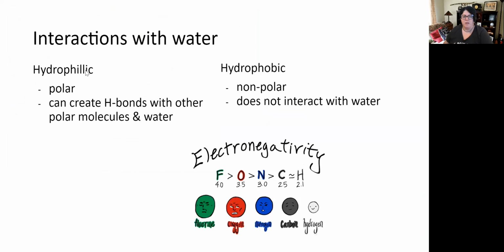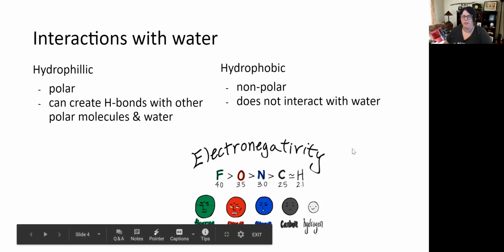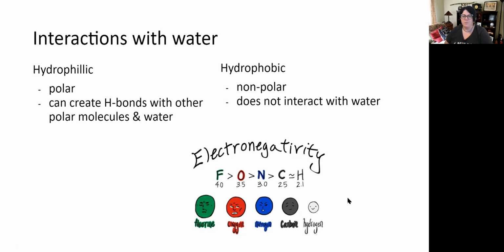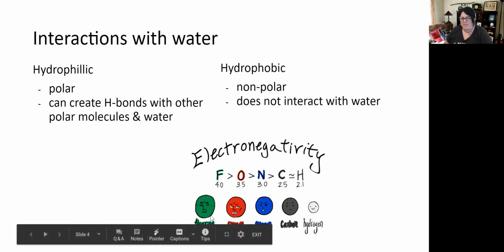One of the most important things we talk about with chemical structures in biology is their interactions with water. This has to do with polarity and electronegativity. A review here: if you remember from chemistry, you can think of electronegativity as basically how strong a pull the element has on the electrons when it's sharing them with another element. I think of it like the electrons hang out closer to that one and further away from the other one. With electronegativity, you can see these little angry faces down here.